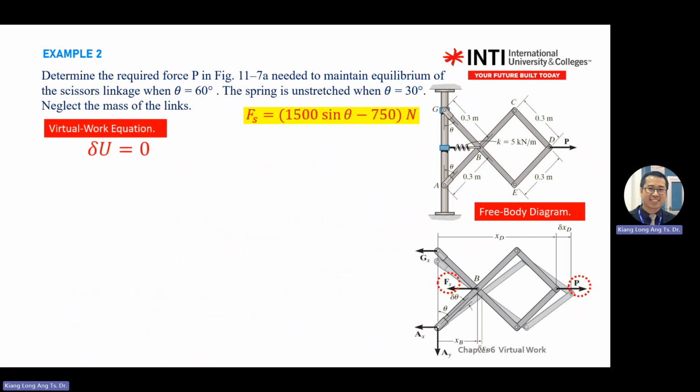So once you get this one, you write virtual work equals 0. We only have two forces doing work. So write the general equation for work first: F multiplied by the distance traveled plus, not plus, negative F and the distance traveled equals 0. Then you substitute back what is the force of the spring, what is the delta xB, and P you just copy.